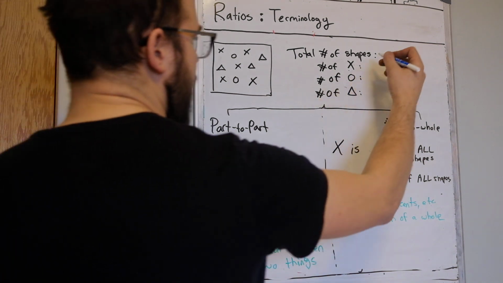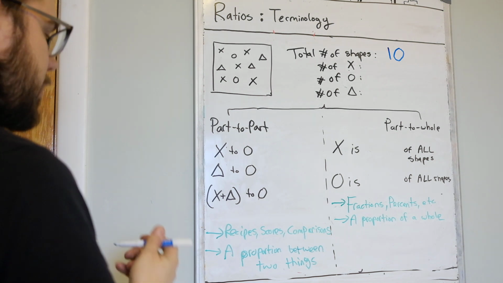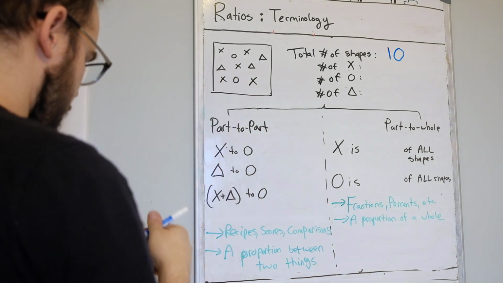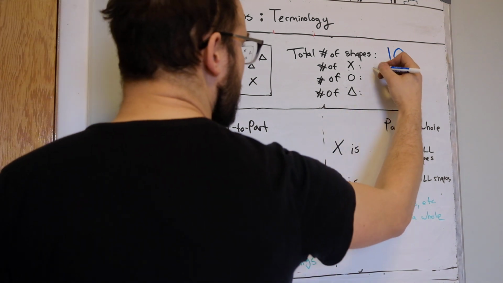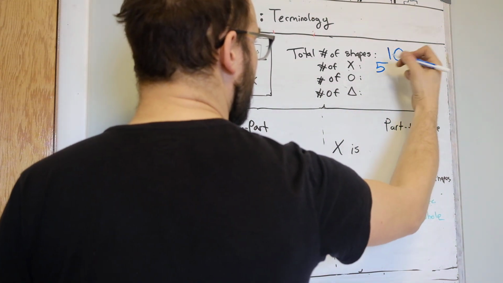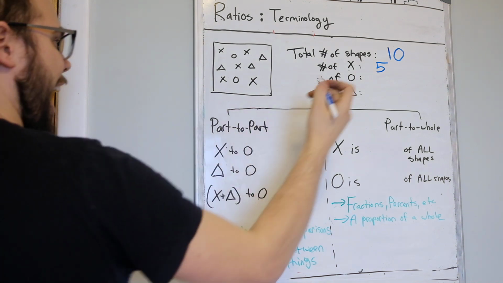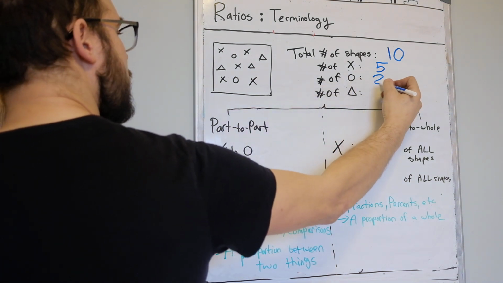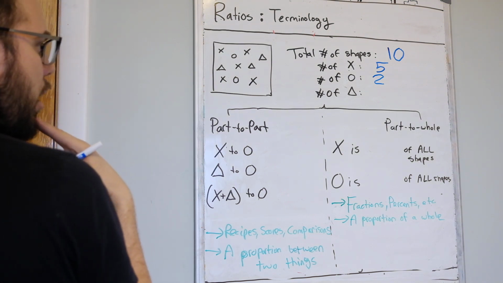It should have 10, hey? There's 10 items if you count them up. Total number of X's, 5. Total number of O's, 2. And the total number of triangles, 3.